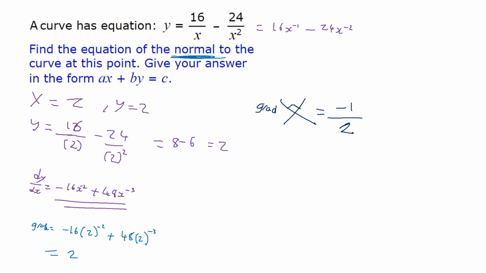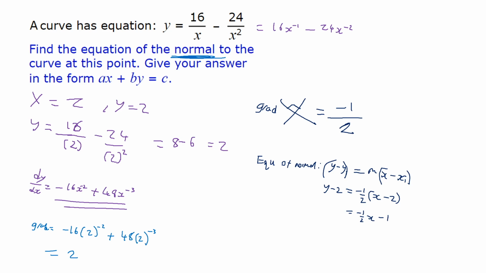And then it's the same as it's always been. So the equation of the normal is just going to be y minus y1 is equal to m(x minus x1). We know that it's at 2, 2. So y minus 2 is going to be minus a half times x minus 2. Let's expand the bracket. So this is minus a half x minus 1.